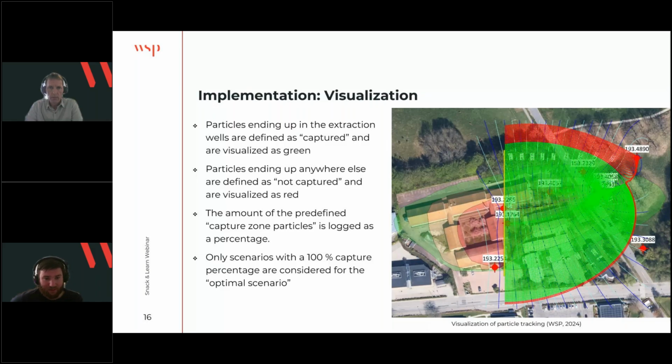Here we can see that the green goes further than the yellow capture radius, so that's more than 100%. It's 100% at least. And we will only look at the scenarios that have a capture radius of 100% to be considered as the optimal scenario, because we want all the particles to be captured. And then the scenario that captures 100% of the capture radius, but with the lowest pumping rate, will then be considered the optimal scenario.